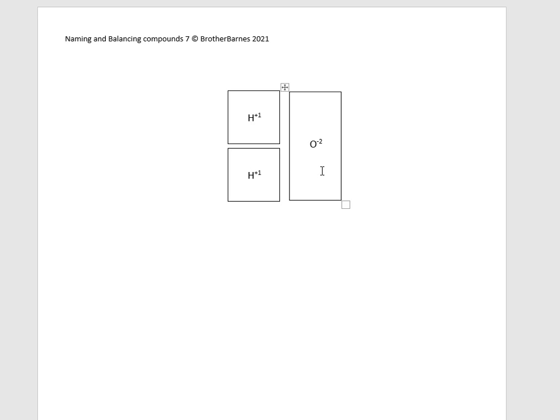Dihydrogen monoxide. So write that down. Dihydrogen, di 2, mono 1, dihydrogen monoxide. How would you write the formula for that?